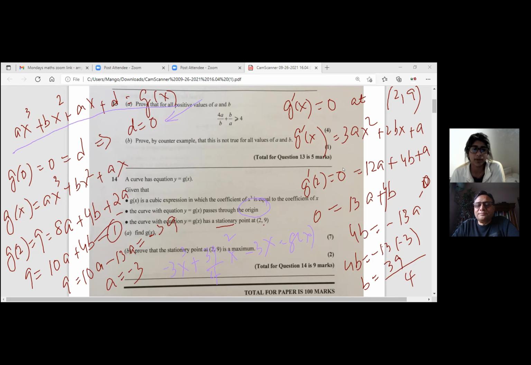And then the next bullet point says the curve with equation y equals g of x has a stationary point at 2, 9. So we just have to differentiate and know that the derivative g dash x is equal to 0. So we had to derive that expression of g dash x, and by using the calculus rules, we got the formula 3ax squared plus 2bx plus c, and then simply substituted the value of 2 as x, and then got two simultaneous equations, and then solved.